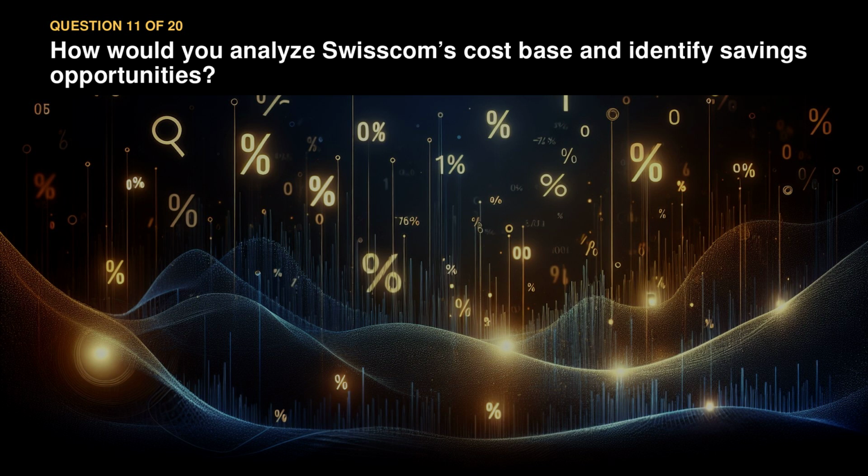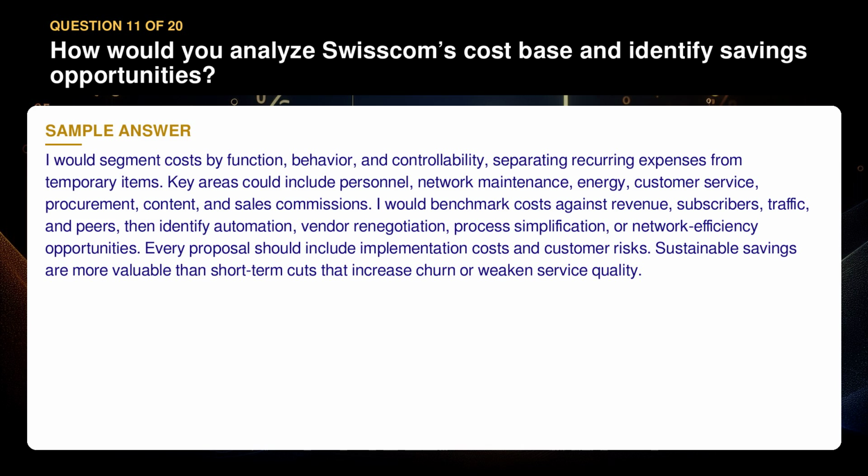Question 11. How would you analyze Swisscom's cost base and identify savings opportunities? I would segment costs by function, behavior, and controllability, separating recurring expenses from temporary items. Key areas could include personnel, network maintenance, energy, customer service, procurement, content, and sales commissions. I would benchmark costs against revenue, subscribers, traffic, and peers, then identify automation, vendor renegotiation, process simplification, or network efficiency opportunities. Every proposal should include implementation costs and customer risks.